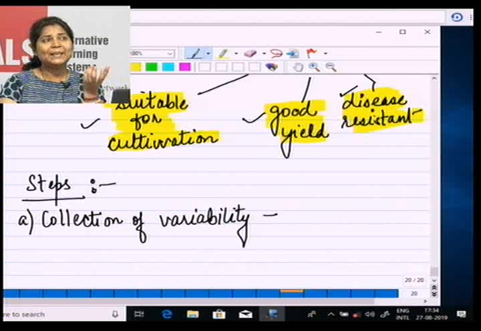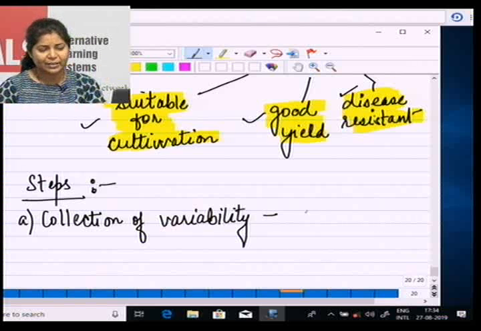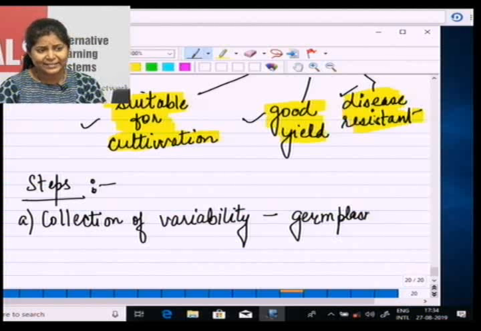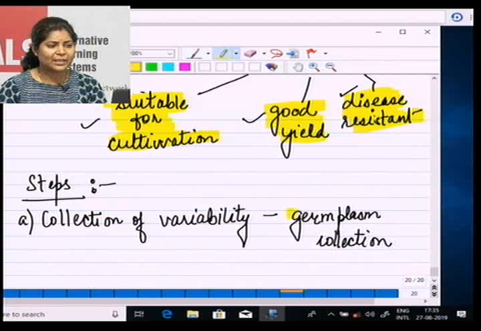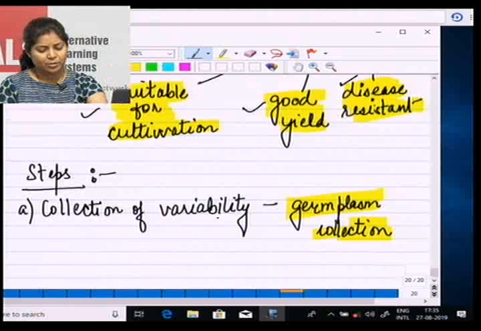Similarly, all the places have some specialty. So I will be collecting all the variations and I will be calling it what? Since it is genetic, I will be calling it germplasm collection. So this is germplasm collection, the important first step. All the variations will be collected.